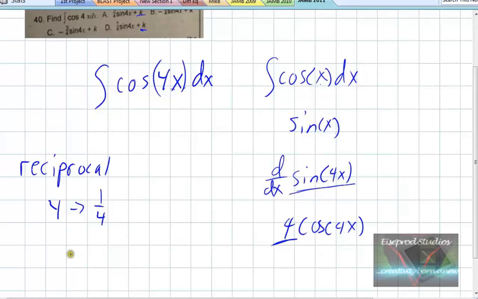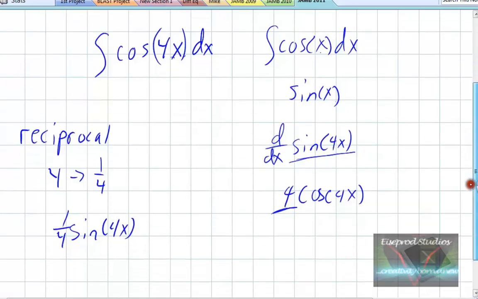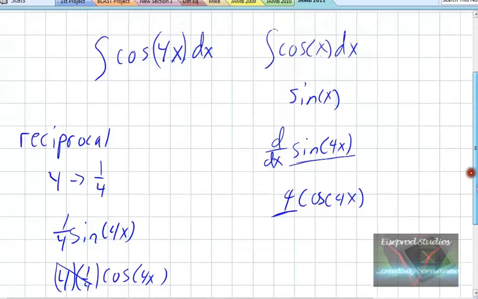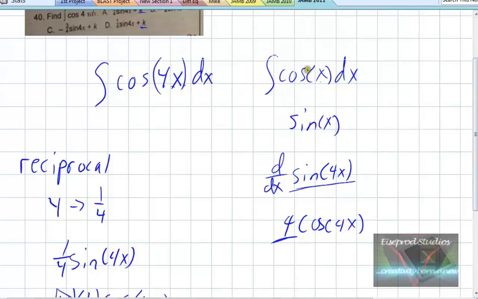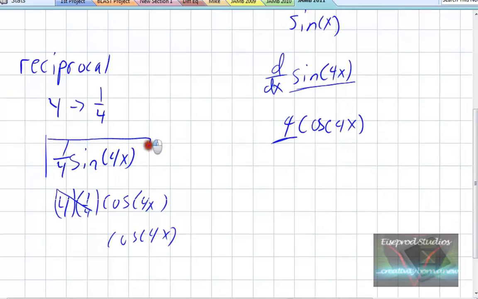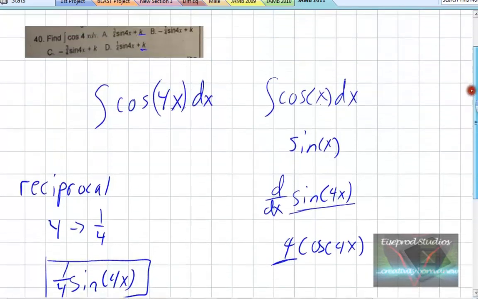So now let's try it again. This time it's 1/4 times the sine of 4x, and we take its derivative. Then we'll have 4 times 1/4 times the cosine of 4x. These two cancel to 1, and we're left with just the cosine of 4x, which is where we started. That's a good thing, because if we're taking the integral, we want its antiderivative. So it looks like 1/4 times the sine of 4x is going to be our answer.